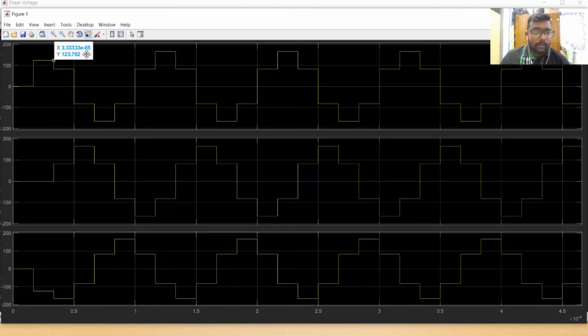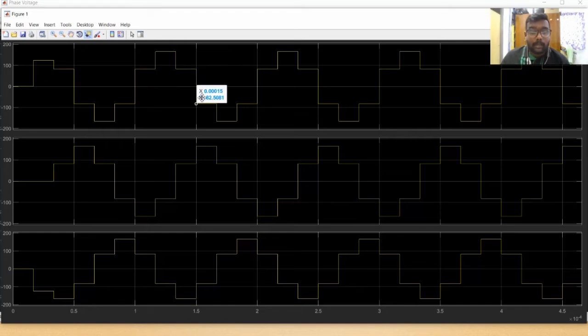As you can see, we produce the value of 123.762 voltage for this peak. Let's look into the second wave, because this is the first wave that it has produced. The peak value of this wave is 165.016 voltage.